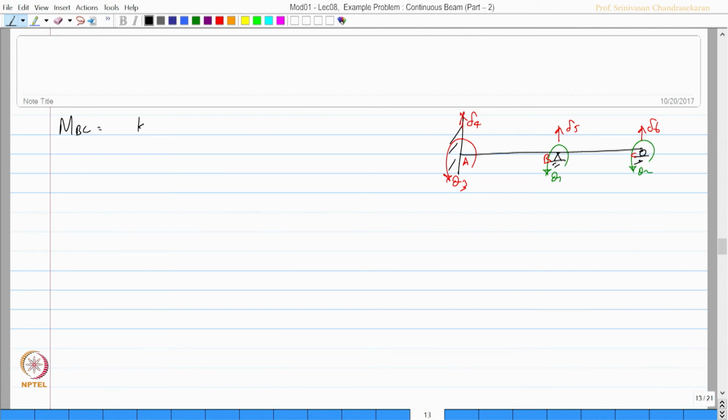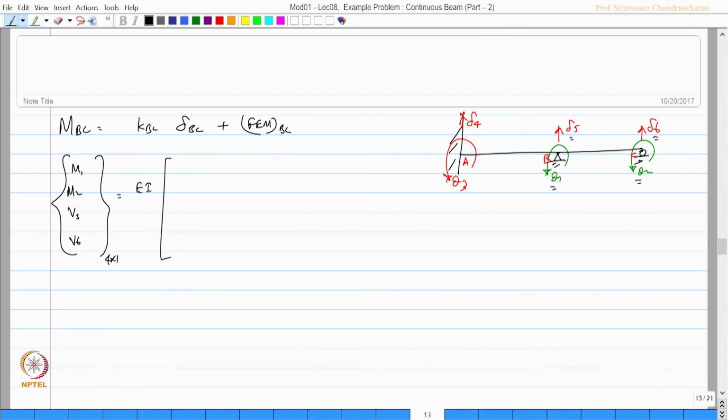MBC will be actually KBC delta BC plus fixed end moments of BC, okay. MBC will have a vector which is 4 by 1. What will be the values? M1 corresponding to this, M2 corresponding to this, which should become 0 because it is simply supported end, and V5 corresponding to this and V6 corresponding to this, which will be equal to KBC.